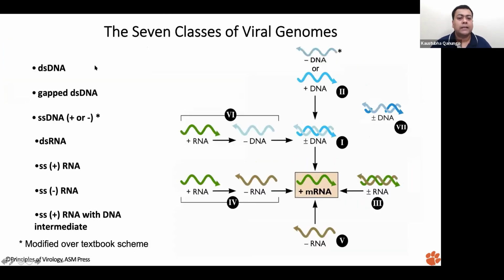So here are the 7 classes of the viral genome once again, all the different types that you have. And this is the SS plus RNA with the DNA intermediate that you can easily see here. The gapped double-stranded DNA is this one right here. So again, just one thing: SS plus RNA with DNA intermediate. This is what it is. And this is the one that is found in the retroviruses. We're going to talk about that later.